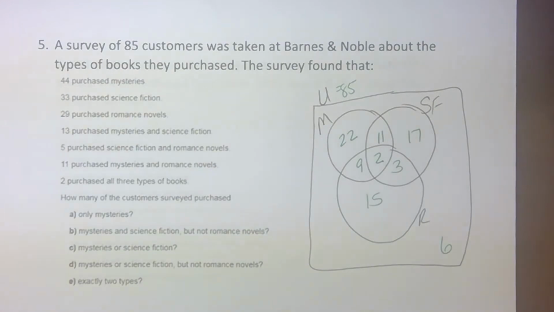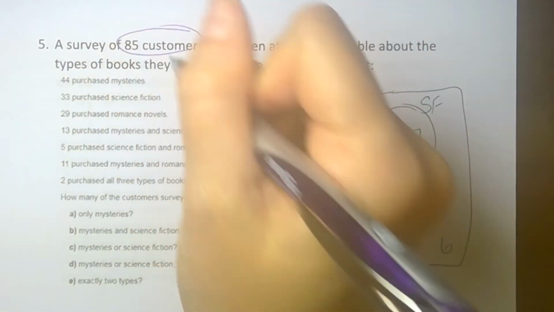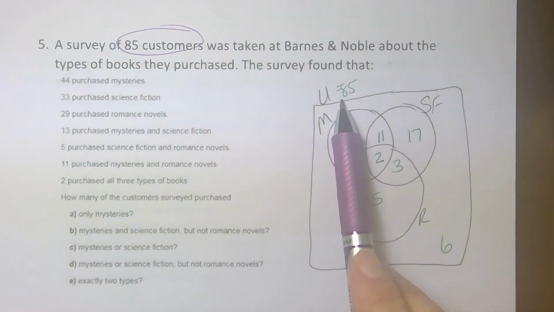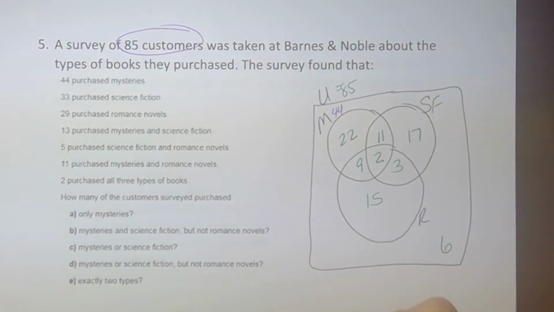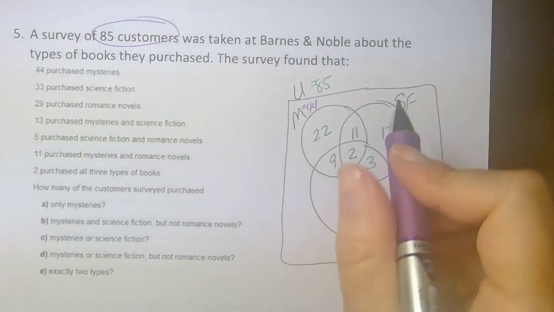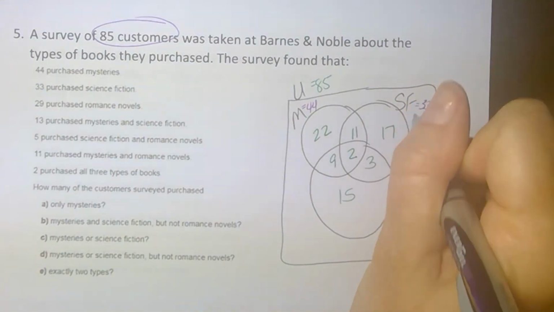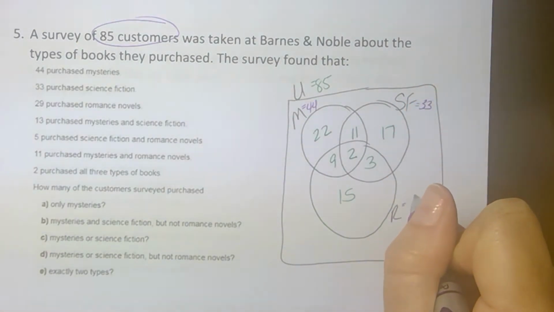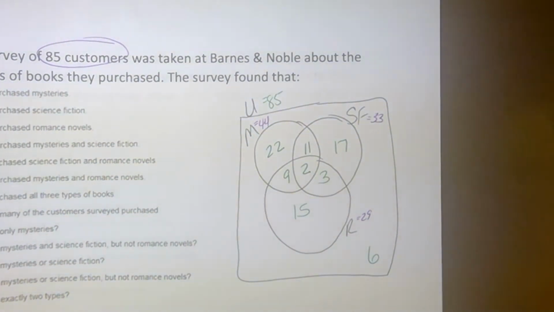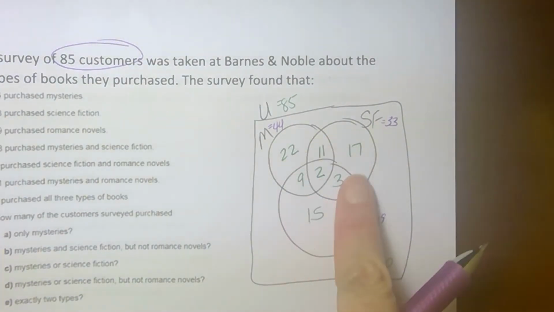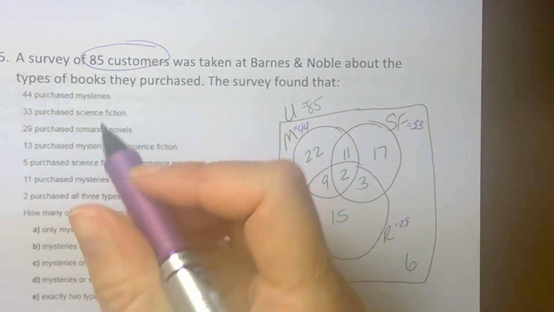For number 5, we're told 85 customers were surveyed, so that's the total in my universal set. 44 purchase mysteries total, 33 total purchase science fiction, and a total of 29 customers purchased romance novels. That doesn't get us anywhere until we start filling in these regions. You always start in the very middle.